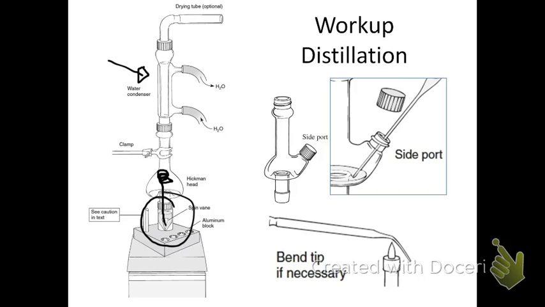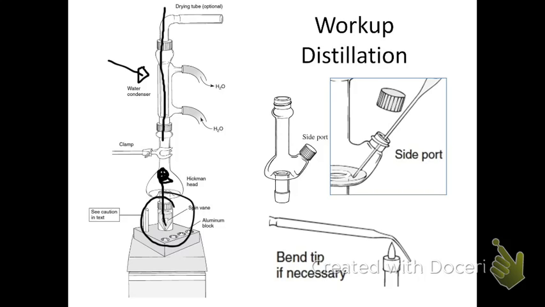Now sometimes, and this is a weird thing, it won't condense onto the sides of the glass even if you cool it with a paper towel. What I found works quite well to get that condensation started is I remove the drying tube and then I just blow cool air in this Hickman head with a pipette, and that will cause the condensation. And once the condensation starts, it seems to be okay.